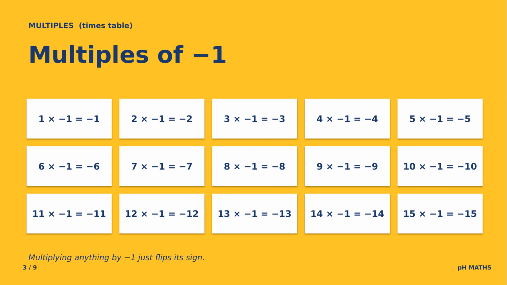Multiples of -1: -1, -2, -3, -4, -5, and so on. Multiplying anything by -1 just flips its sign. Positive becomes negative, negative becomes positive. And that's the entire effect. So the times table of -1 is just the negative integers walking in the opposite direction from the positives. Useful for understanding inequality manipulation.